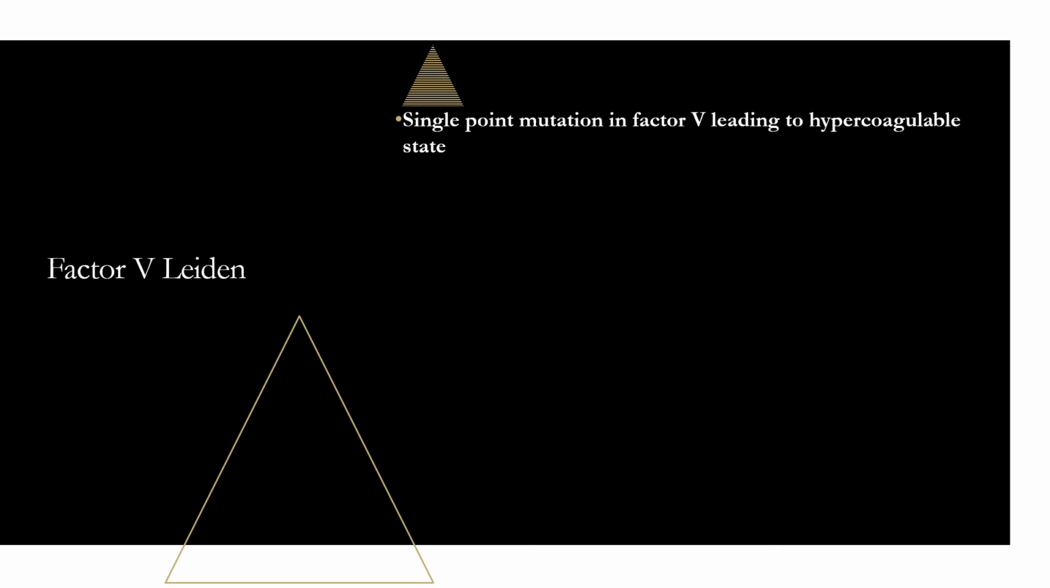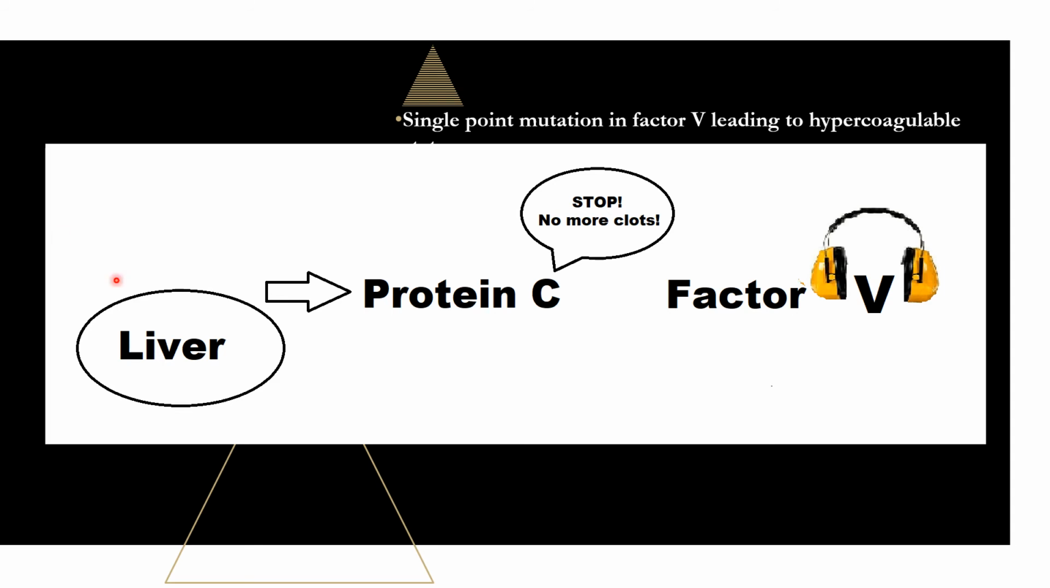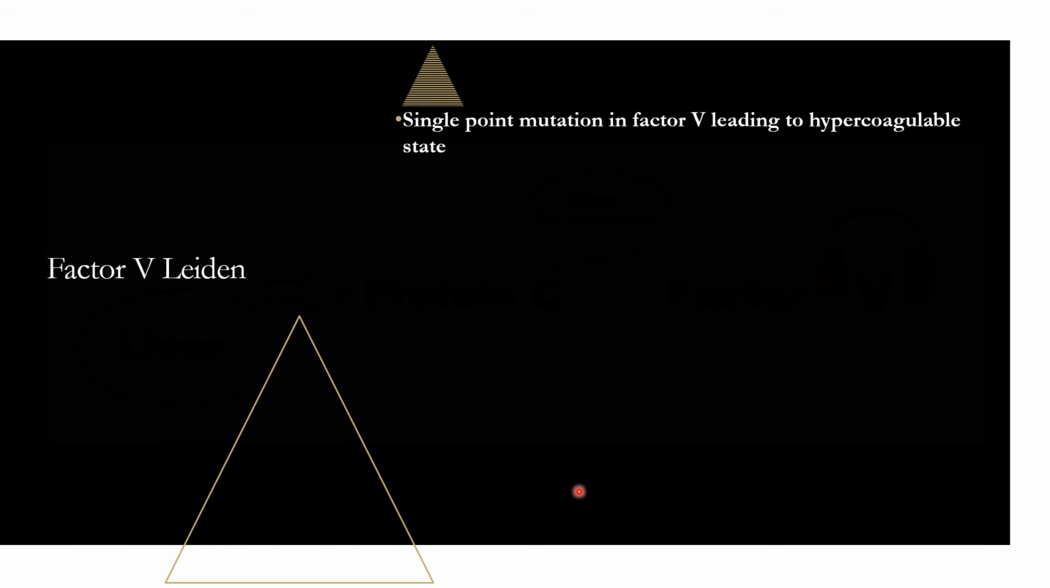So think of the point mutation in factor V as like earmuffs. I used to visualize it like this. So the liver's shooting out protein C. Protein C is going to factor V, and he's like, stop, no more clots. But factor V has this point mutation, aka earmuffs, and he's not listening anymore. So that's what happened in factor V. Point mutation, aka earmuffs. Protein C is yelling, stop, no more clots. He can't hear him. He's just going on. And that's why we have this clotting in factor V Leiden.